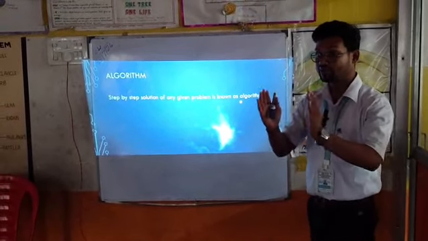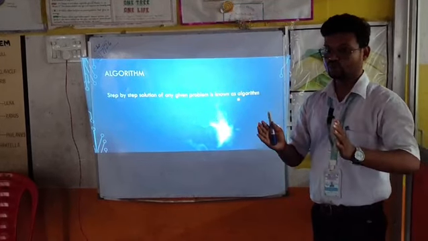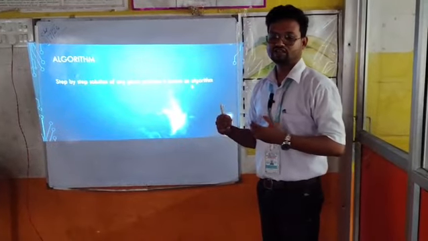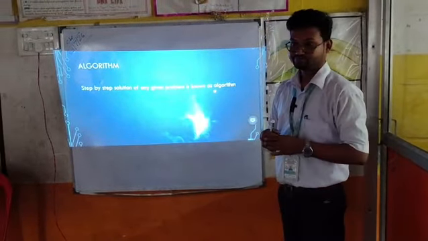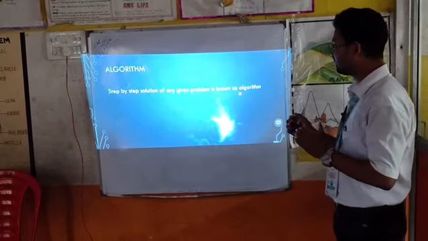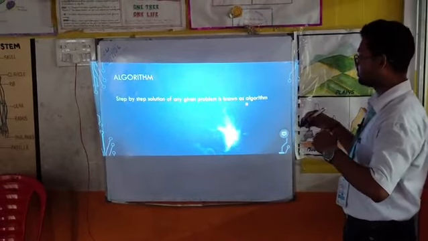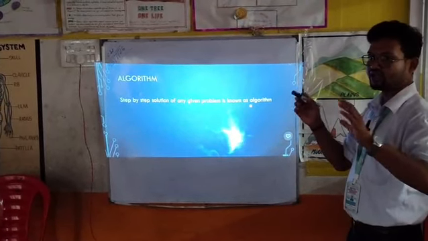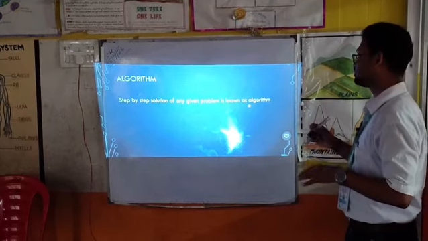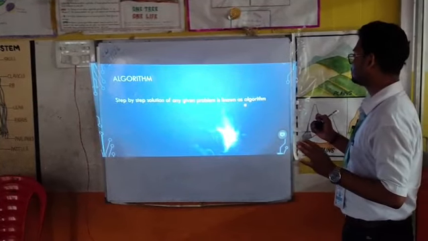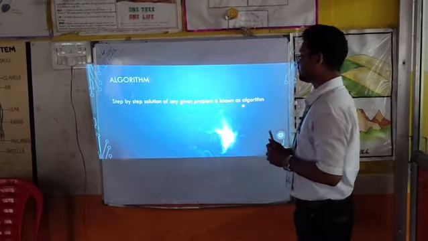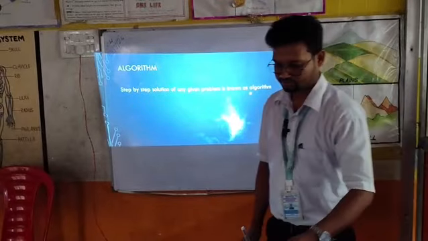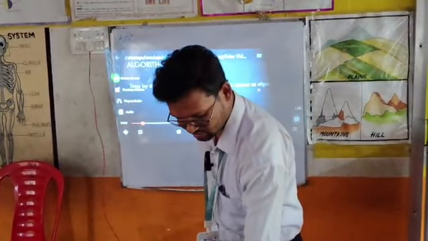Okay, so you have to give the commands for what you want to do, and there will be a number of steps, and after that it automatically gives you the result. And when you are going to use the algorithm, flowcharts will help you to present the theories, the data, and the calculations and everything. It will give you the solution. So a step-by-step solution of any given problem is known as an algorithm.